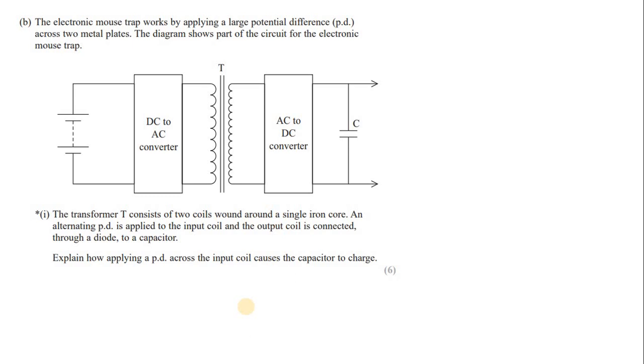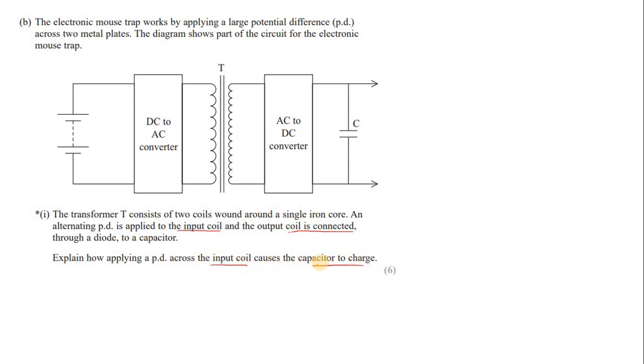The electronic mousetrap works by applying a large potential difference across two metal plates. The diagram shows part of the circuit for the electronic mousetrap. The transformer T consists of two coils wound around a single iron core. An alternating potential difference is applied to the input coil, and the output coil is connected through a diode and a capacitor. Explain how applying the potential difference across the input coil causes the capacitor to charge.